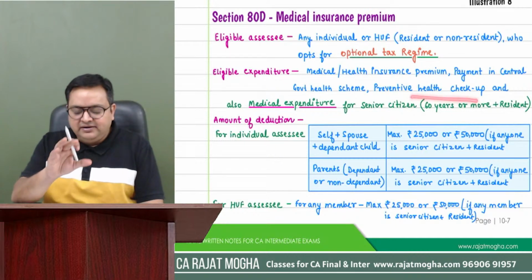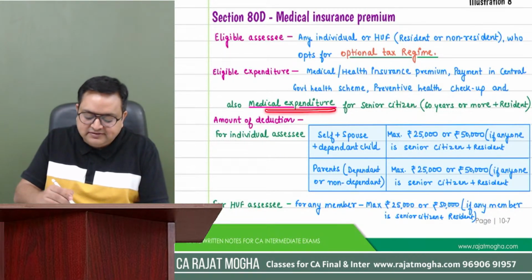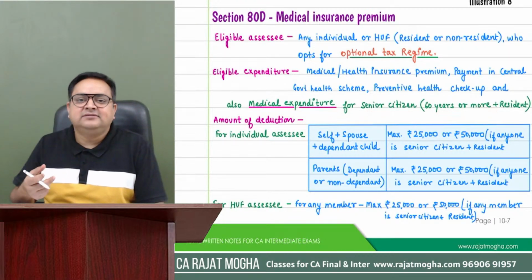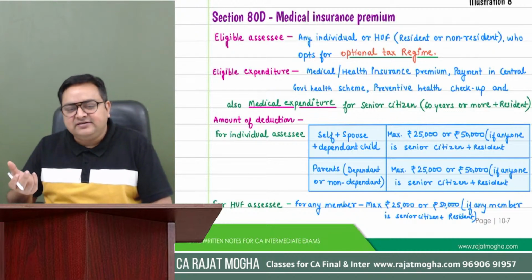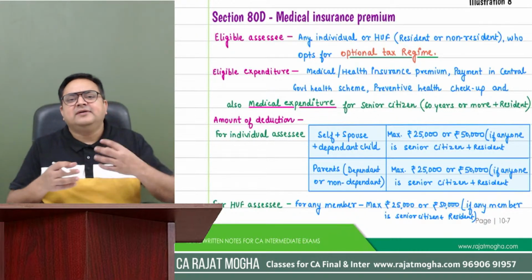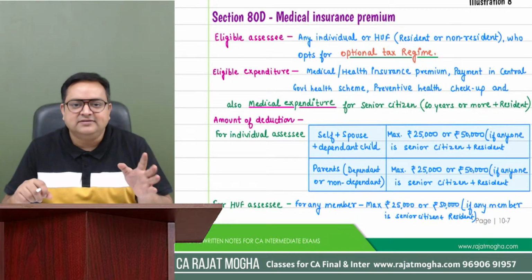Preventive health checkup, I'll tell you what a preventive health checkup is. And also for medical insurance for senior citizens who are 60 years or more. Why? Because in that case, that person is not getting insurance. So that is the reason they are giving us a facility that even if you have spent something on medical treatment, then it is also allowed. This is for senior citizens.